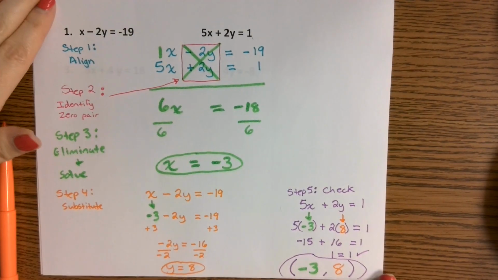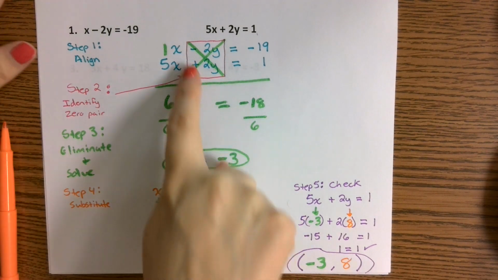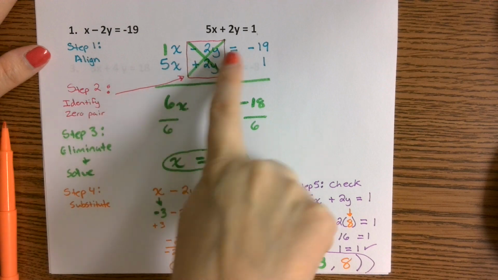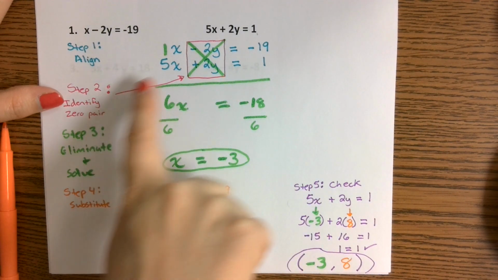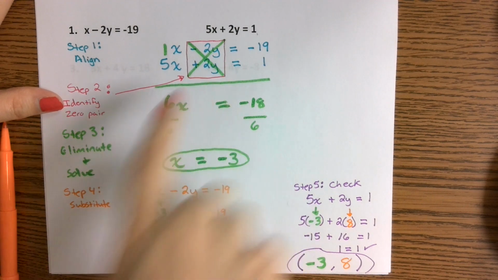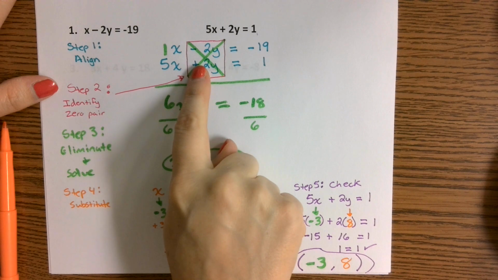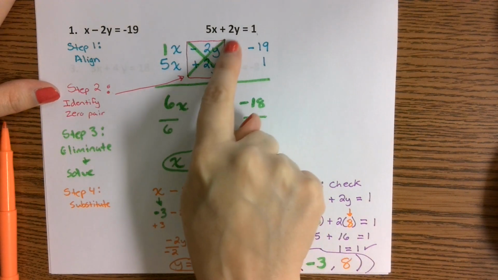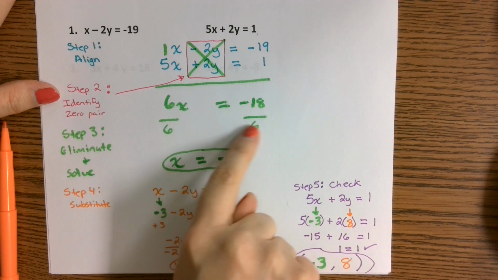The first thing that we had to do was align the equations up so that your x's were on top of each other, your y's were on top of each other. You then identified if you had a zero pair, or what we'll show you later is how to create a zero pair if there's not one already there. And then you eliminate the zero pair and solve for the variable that's left over.